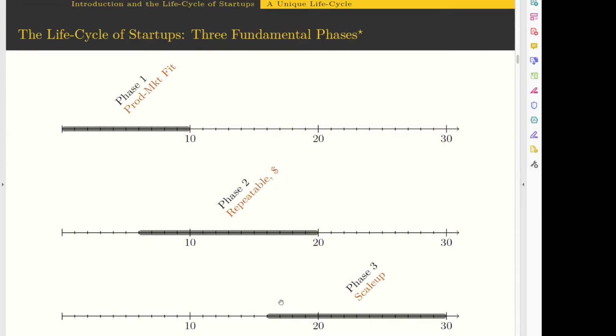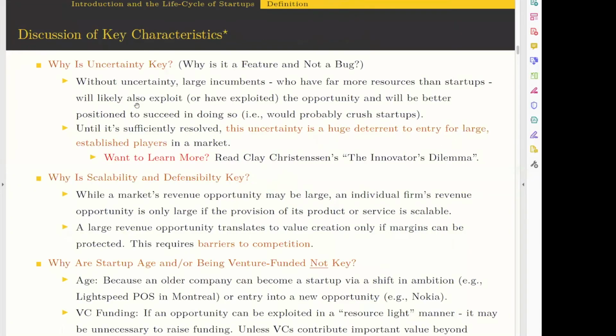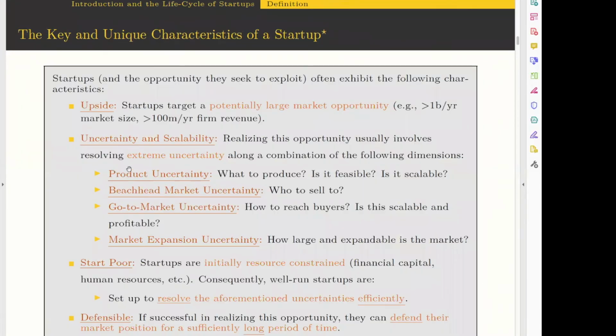But what is almost universally true with startups is that they are trying to start tackling search for product market fit. What is the search for product market fit? It's trying to jointly resolve 2 of the types of uncertainty that we have here. The product uncertainty, what to build, and can we build it? And beachhead markets uncertainty. Who should we try to sell this to first? You resolve that uncertainty first.